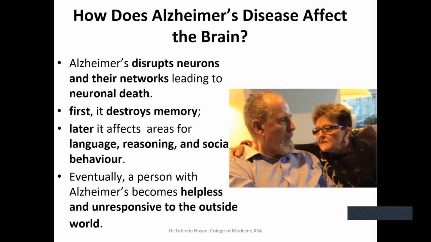And they lose the power of reasoning and of social behavior. They also forget how to do the day-to-day tasks, like, for example, bathing themselves. How would they bathe themselves? How would they clothe themselves, button their shirt? So these are the day-to-day activities, tie their shoelaces. So all of this is forgotten. Even their favorite games, they don't know how to play them anymore. So eventually a person with Alzheimer's becomes very helpless, and he is unresponsive to the world outside.